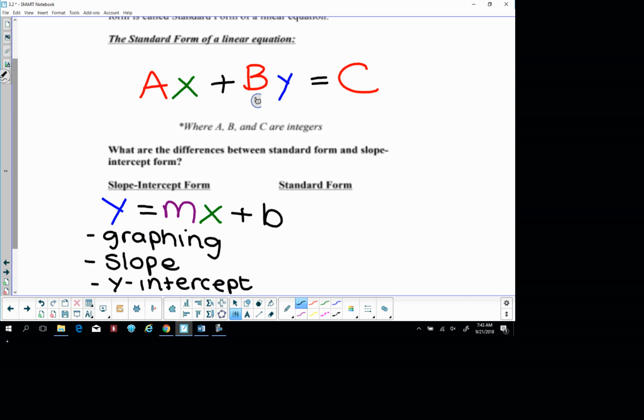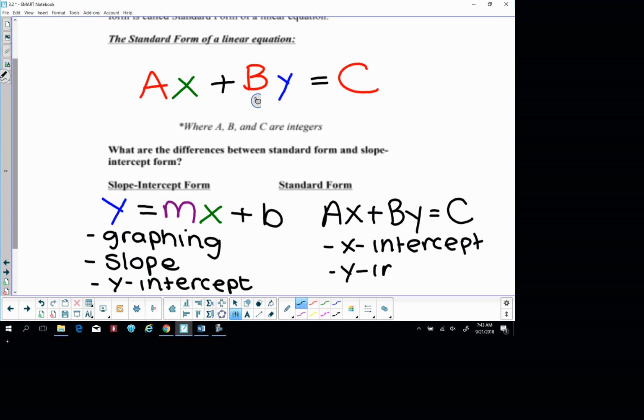On the other hand, next class we're going to be working on x and y intercepts. And in standard form, it's best when we want our x-intercept and y-intercept. So the y-intercept is easy to get with both. But specifically, the x-intercept is easier when it's in standard form. And we'll go more into detail about this next class.